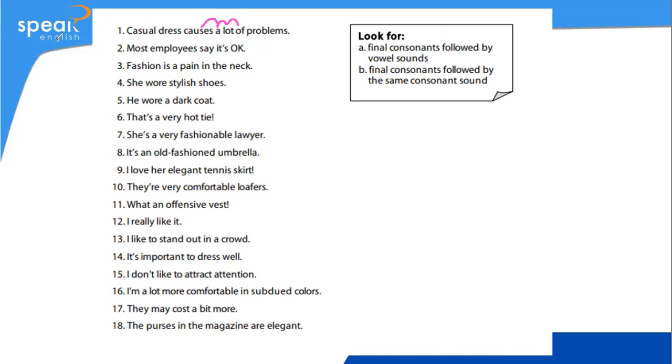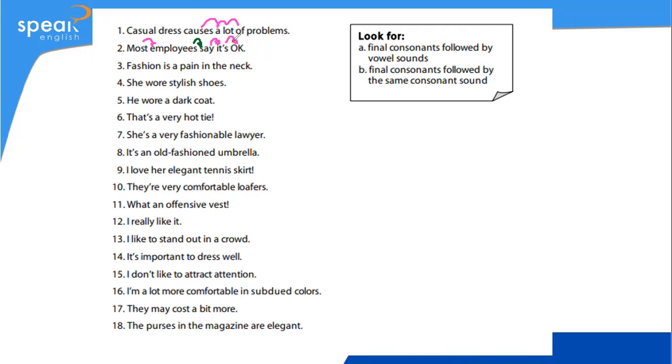Okay, number two, where do we link the sounds? Consonant vowel. Most employees. All right, so most employees. Must employees, must them. And then where do we have the same sound? Employees say. Exactly. So employees say. Listen, employees say. Okay. Say. And here we're going to connect the consonant plus vowel. Say it.